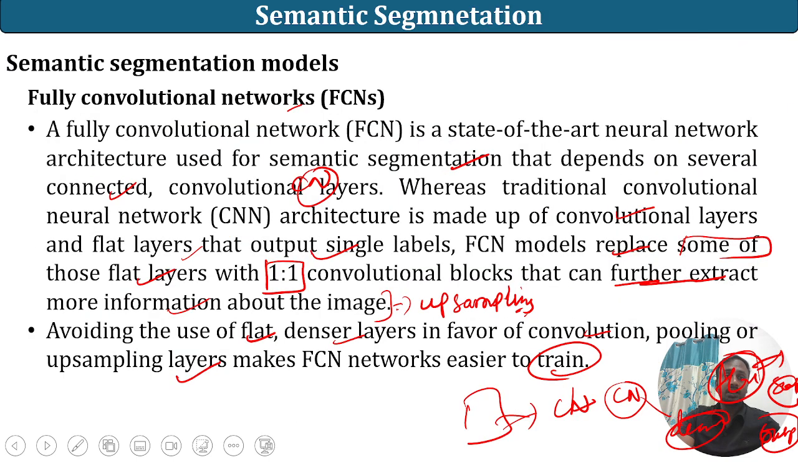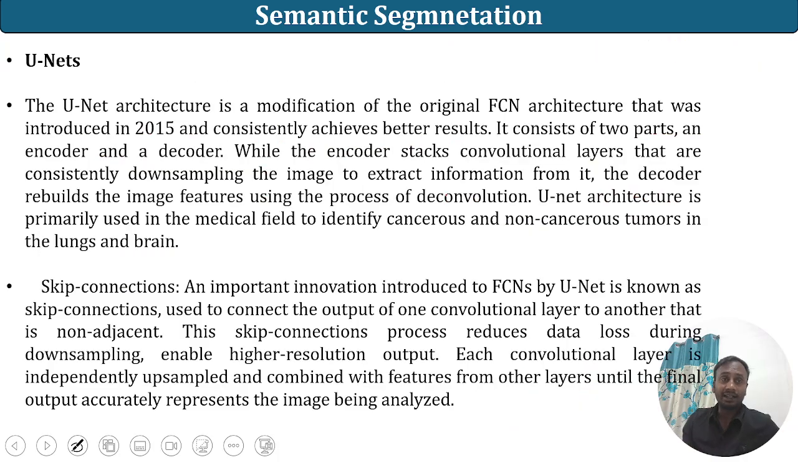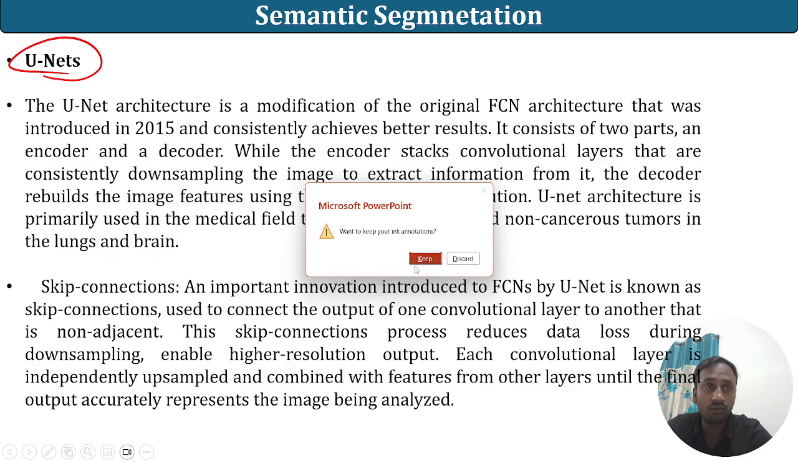So the first model is the fully convolutional network, called FCNs. The second one we have is U-Net. Does anyone have a doubt till now about FCN and the rest?